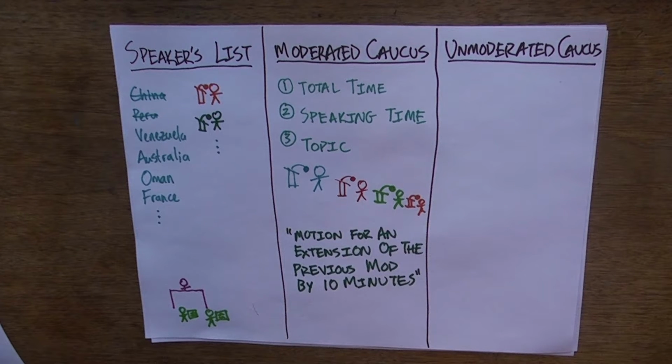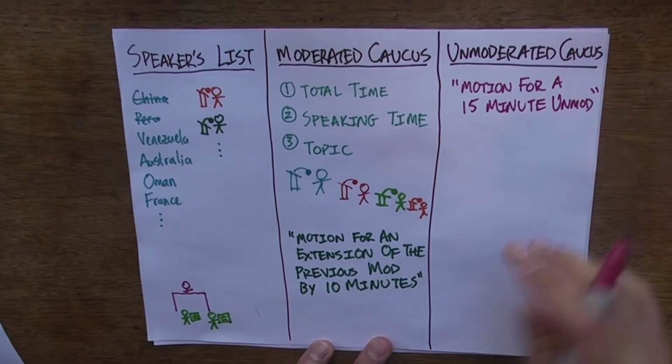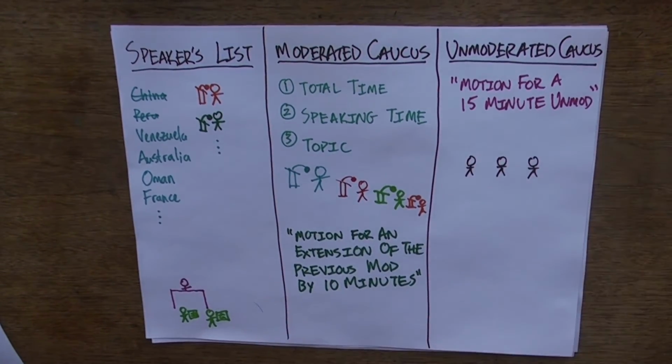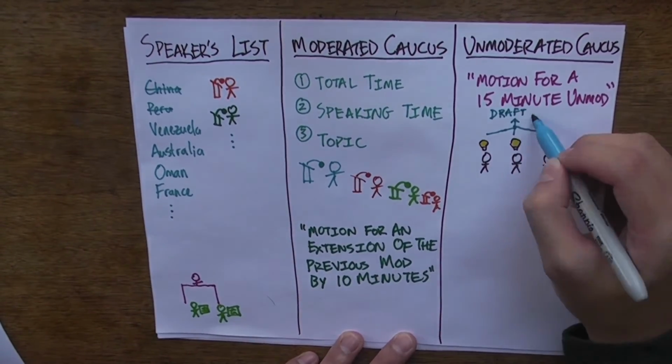You may also propose an unmoderated caucus. An unmod is a free-for-all. To propose this, you don't need to specify a topic. You would declare motion for a 15-minute unmoderated caucus. What you want to do during this unmod is to merge the ideas that you and your fellow delegates have been working on, and work together to create a working paper.